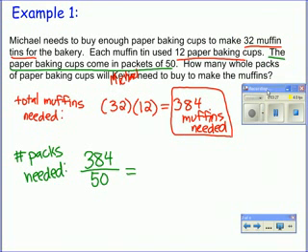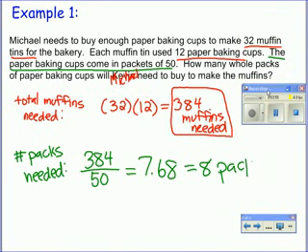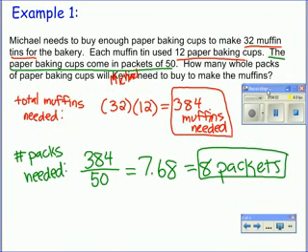So 384 divided by 50 is about 7.68. So you should ask yourself, well, can we buy part of a pack of baking cups for the muffins? And the answer is no, because the question asked us how many whole packs does Michael need to buy. So 7.68, rounding up to the whole number, is 8. So we need 8 packs of paper baking cups for Michael to make enough muffins for the bakery. So your answer here would be 8 packs, which was the second part of our problem.